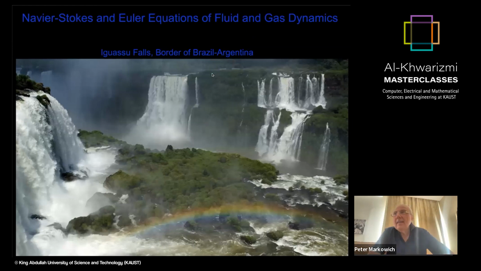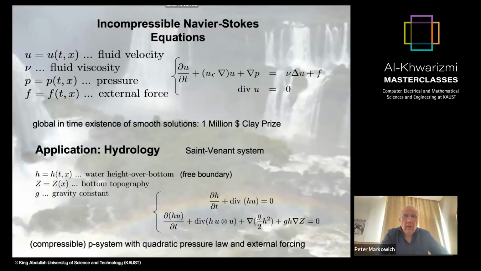Okay, that brings me to Navier-Stokes equations, and of course the Euler equations of fluid and gas dynamics. And what you see here is a waterfall. It's a picture of a waterfall on the Brazil-Argentina border. And assume that for some reason you are interested in modeling waterfalls, or more generally, the motion of rivers. And then you will, of course, have to resort to the Navier-Stokes and Euler equations.